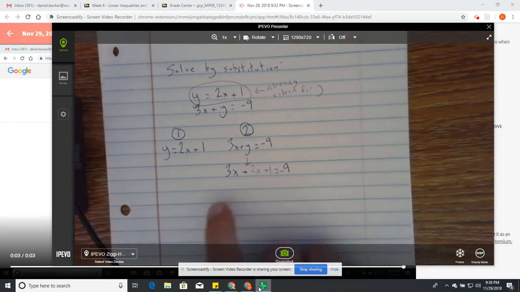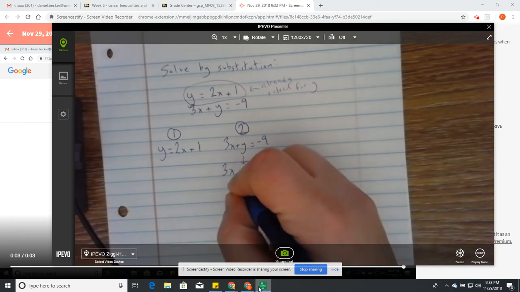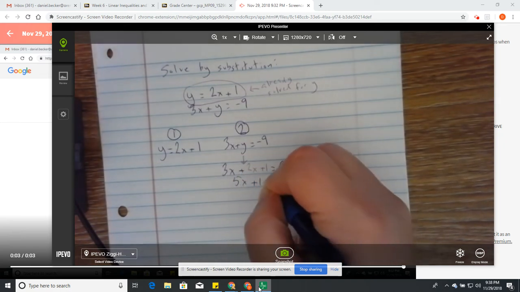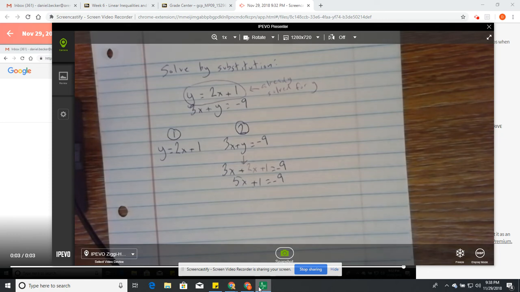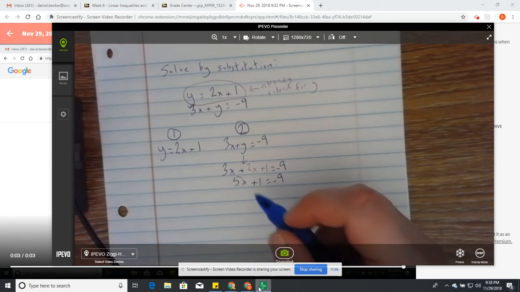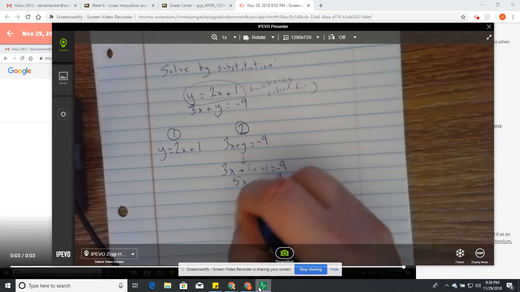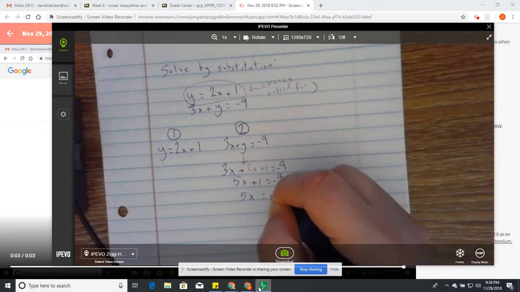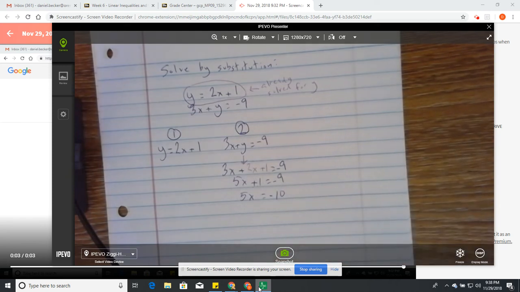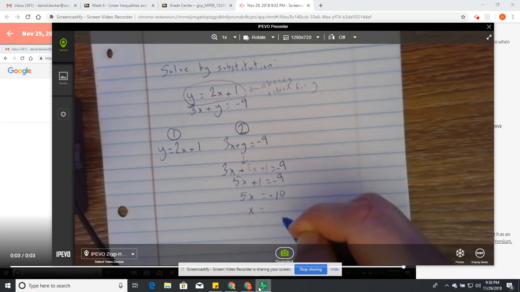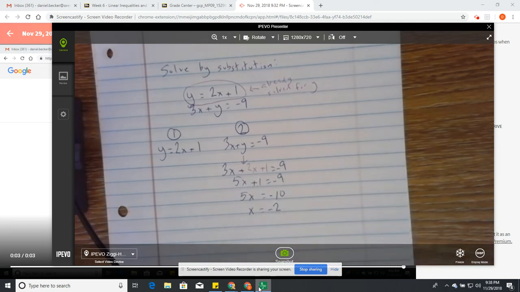All right, and now we're going to remember our solving equation steps. The first step, if you remember, is if you see any like terms on the same side, you combine them. So we have a 3x and a 2x. Together they make a 5x. And so we have 5x plus 1 equals -9. The next step would be to look at this plus 1 and subtract 1 from both sides, which would give us 5x equals -10. And then dividing both sides by 5 tells us that x equals -2. So now we know what x is. So now we have figured out one of the variables.